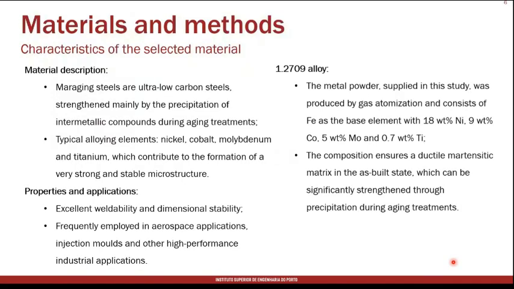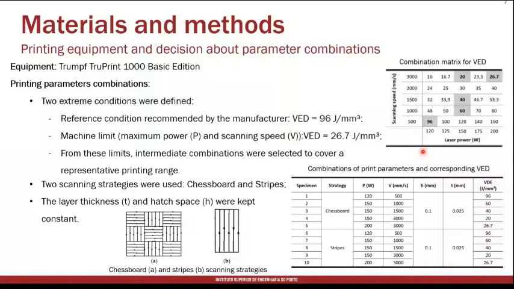Here we can see the characteristics of this material, of this maraging steel, which has as alloy elements nickel, cobalt, molybdenum, and titanium in the percentages that are presented here in this part to the right. We have a composition that ensures a martensitic matrix, but this can be strengthened and modified by aging treatment, which is one of the focuses of our work, to evaluate the influence of this type of heat treatment.